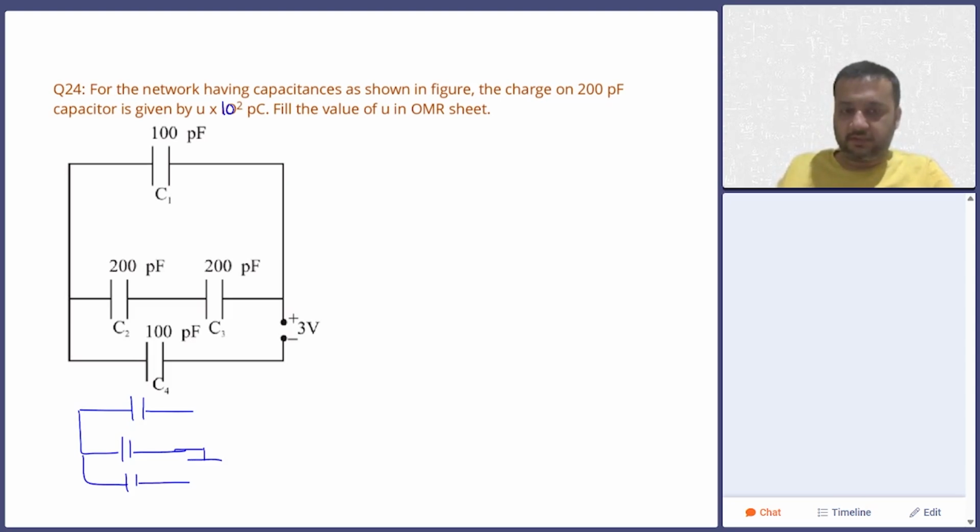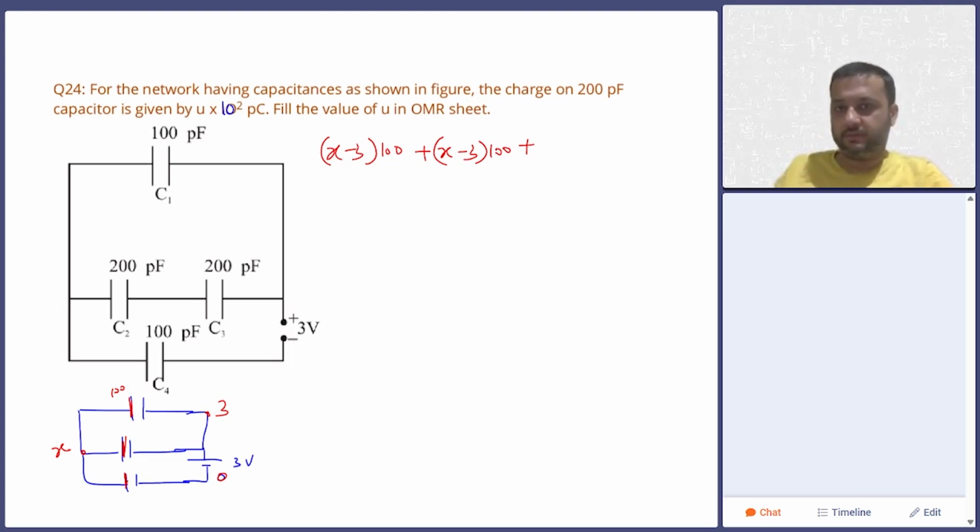The battery is attached between these two, of 0 and 3 volts. Okay, now you can do this question in many ways. Basically you can either use the series-parallel method, or you can use nodal analysis. So let me quickly do it by nodal analysis. Let's say this is 0 volt, this is 3 volt, and let us say this is x volt. So x minus 3 into 100, this is the charge on this plate, plus x minus 3 into 100, this is the charge on this plate, plus x minus 0 into 100, this is the charge on this plate.